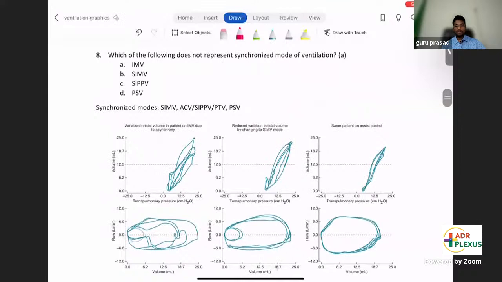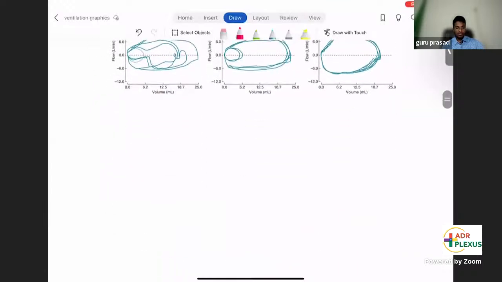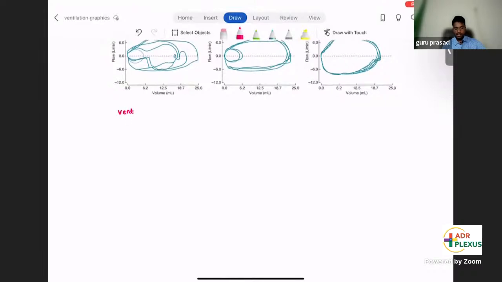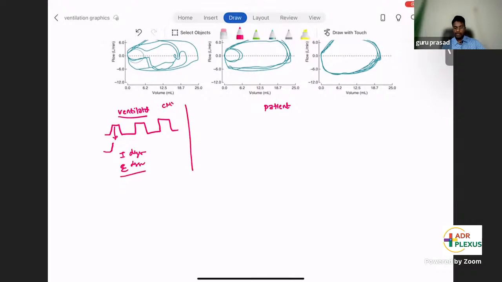Now next question, which of the following does not represent synchronized mode of ventilation? I will explain again. Basically, initially I told there are two types of ventilation: ventilator triggered or patient triggered. In ventilator triggered, the ventilator will give the breaths in between. It doesn't bother whether the baby is breathing or not at that time. Suppose the baby wants to exhale at this moment and the ventilator is giving inspiration at this moment. So there is a dysynchrony. There will be inspiration dysynchrony and expiration dysynchrony in case of mandatory breaths. That is called controlled mandatory ventilation.